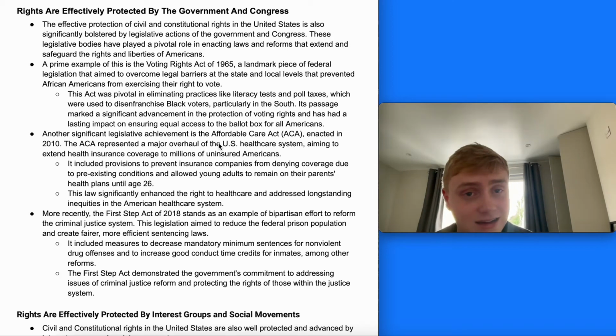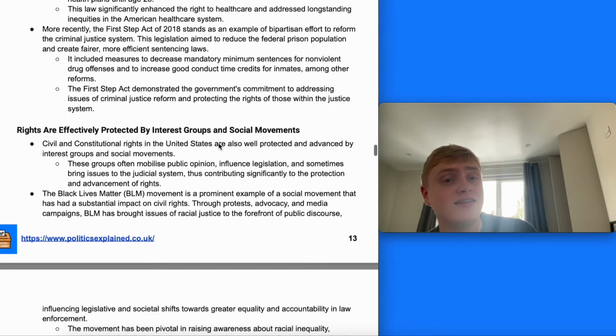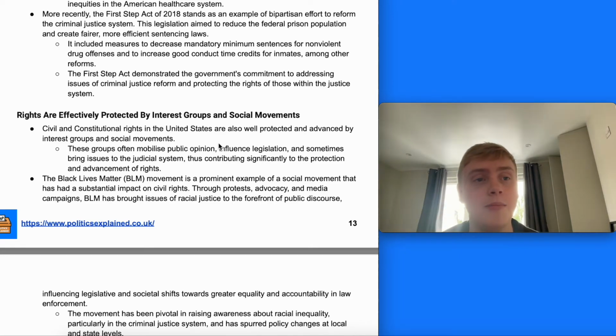So, building on a lot of what we've looked at in previous videos, a key example of this is the Voting Rights Act, which is a key piece of legislation that aimed to overcome legal barriers at the state and local levels that prevented African Americans from exercising the right to vote. It can also be seen in the Affordable Care Act, which represented an overhaul of the healthcare system, extending health coverage to millions of uninsured Americans. It can be seen as extending a right to healthcare in the US. And more recently, the First Step Act of 2018, a bipartisan piece of legislation, reformed the criminal justice system, aiming to reduce the federal prison population and create fairer, more efficient sentencing laws.